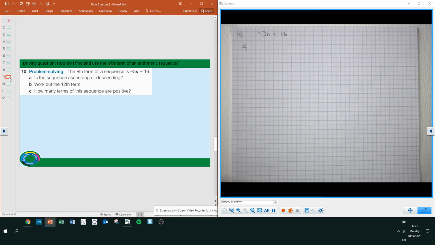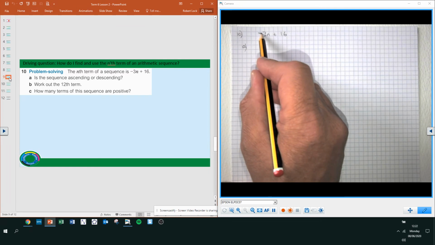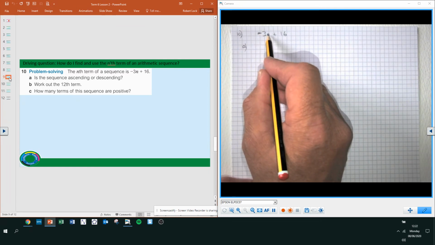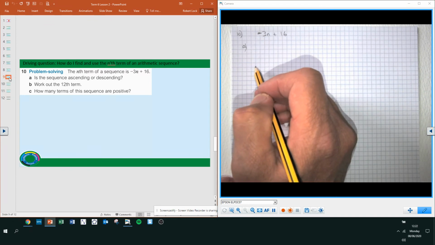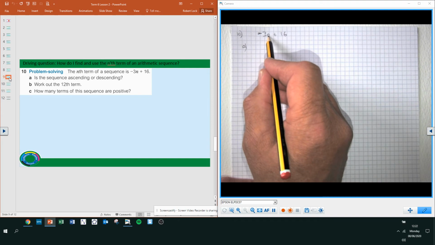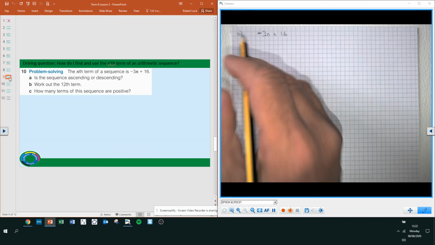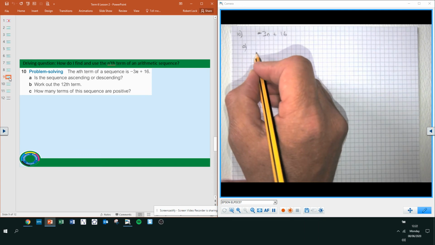Pause, work out the question, come back. The sequence is descending because we're going down, minus. So minus 3 times 1 is minus 3, add 16 makes 13. Minus 3 times 2 is minus 6, add 16 is 10, so we're going down. So it's going to be descending.